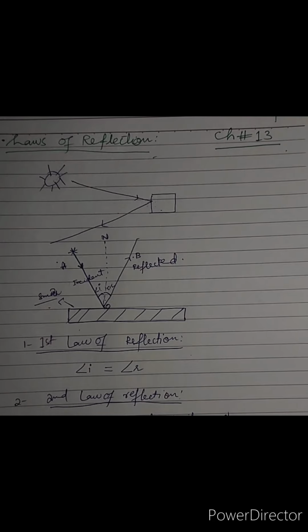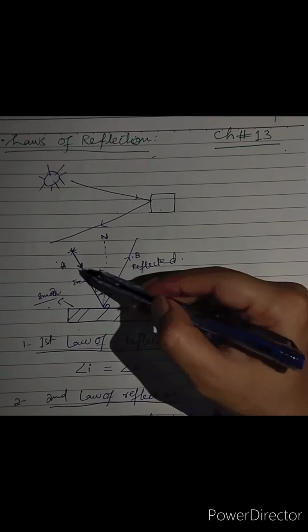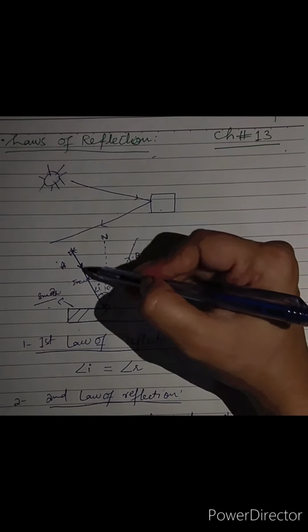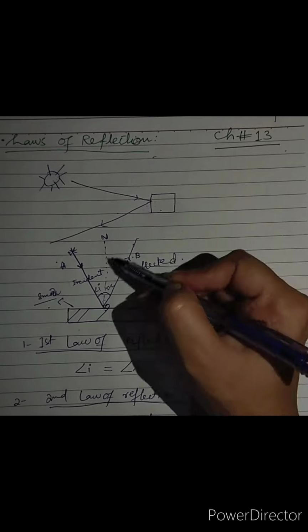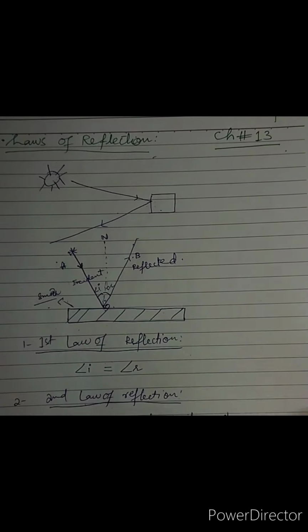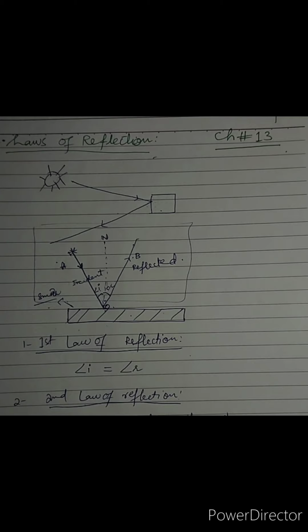Let's define both of these laws with the help of a figure. The first law says the angle of incidence is equal to the angle of reflection. Very simple. And the second law says that the incident ray, the reflected ray, and the normal ray all lie on the same plane. This is the object on which it is falling, and this is called its plane.